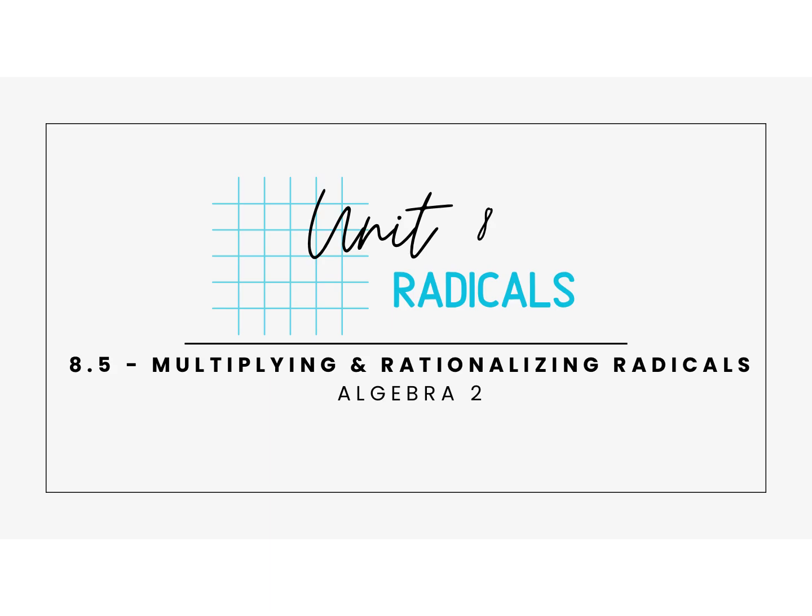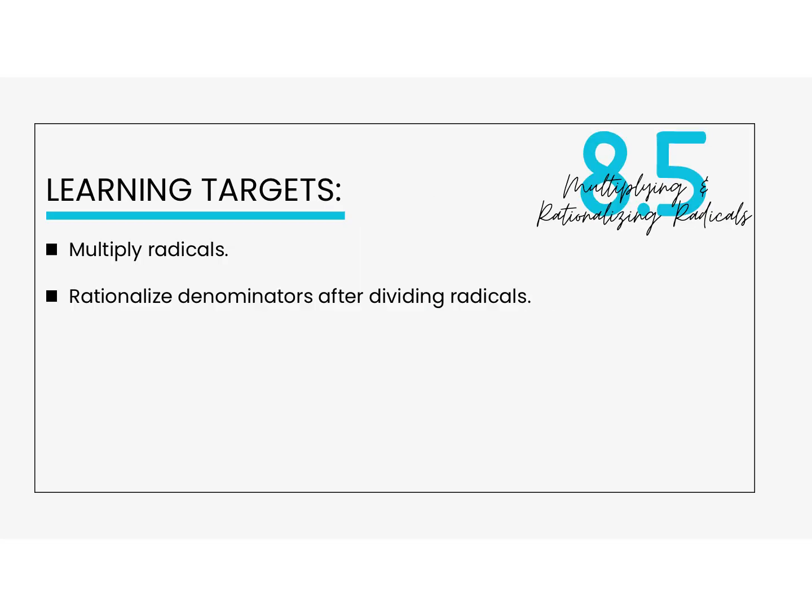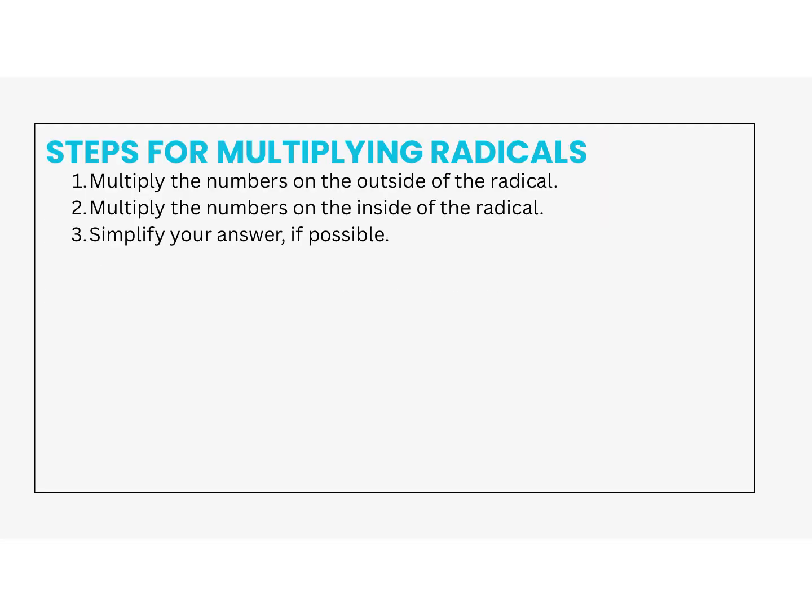Welcome to 8.5. This is multiplying and rationalizing radicals. So we are going to do exactly what that says. We're going to multiply radicals, and then we're going to rationalize denominators after we divide radicals. So steps for multiplying radicals. First, we're going to multiply the numbers on the outside of the radical. Then we're going to multiply the numbers on the inside of the radical, and then simplify anything as possible.